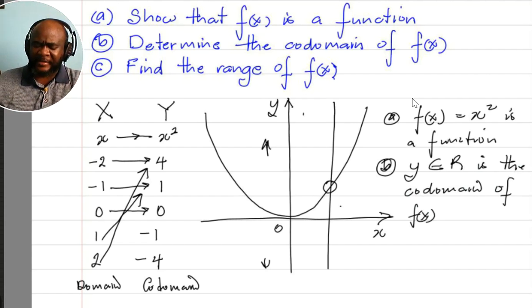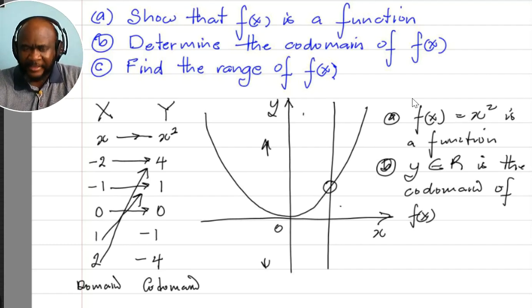And lastly, we're asked to find the range of f(x). Now, the range are the values of y, or the values of f(x) in the codomain, which are actually mapped onto elements in the domain. The range are the actual values of y in the codomain, or actual elements of the codomain, which are images of elements in the domain.